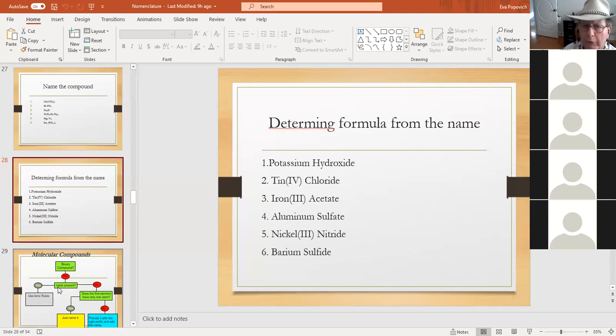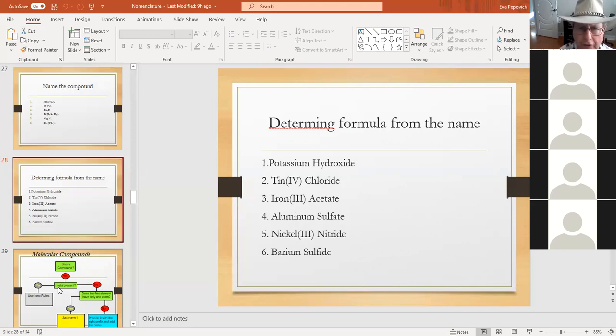Potassium hydroxide. What is potassium's symbol? What charge is on potassium? +1. Hydroxide, what does the polyatomic ion look like? OH. What is the charge on OH? -1. So if I have potassium hydroxide, what is the formula? KOH.